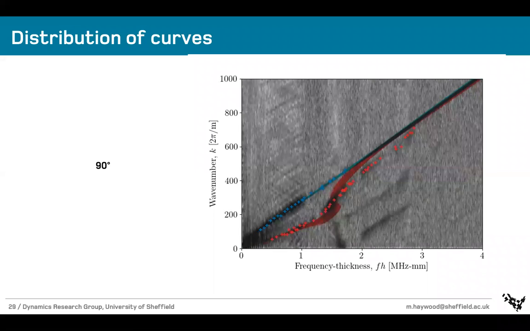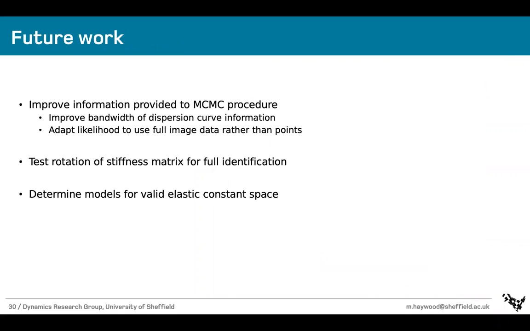Now, the interesting one is when we look at the 90 degrees one. For the A0 mode, it fits really quite well, but for the S0 mode, the model clearly is having some difficulty fitting to the points that we've observed of this curve. This makes sense because the model that we've applied is an orthotropic model, which should only be applied in the direction of the fibers, because as soon as we go away from the fibers, the orthotropic model will break down. So that leads on to the future work that I want to do on this.